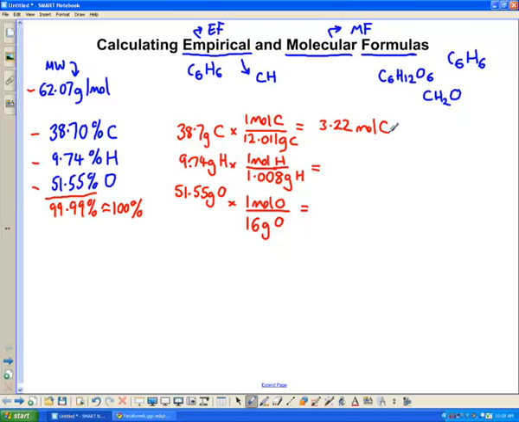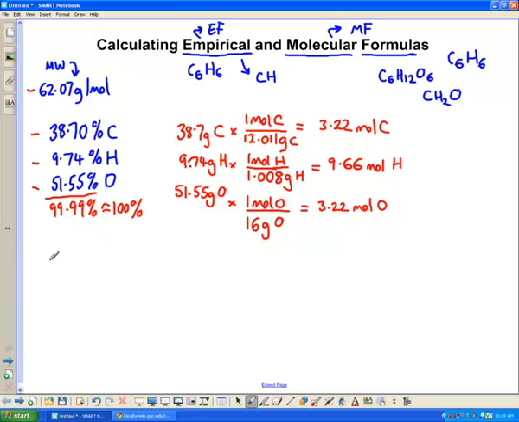And you can see for hydrogen the number of moles is going to be a lot higher, because although the grams is smaller, the grams here is much smaller as well. And it ends up being 9.66 moles of hydrogen. Then for the oxygen, we'll do the same thing, and what we get is this. So we have a number of moles of carbon, hydrogen, and of oxygen.